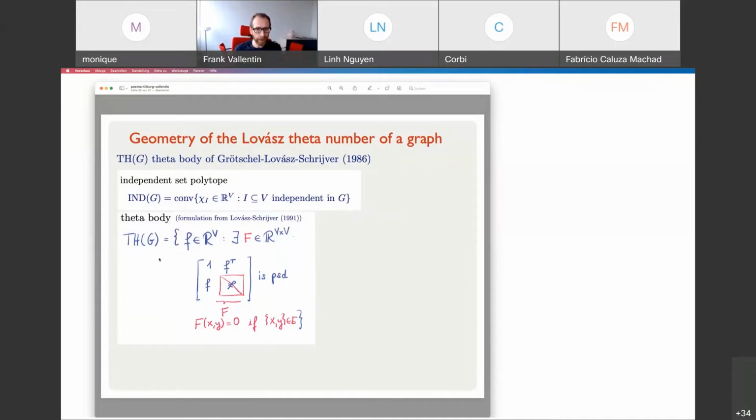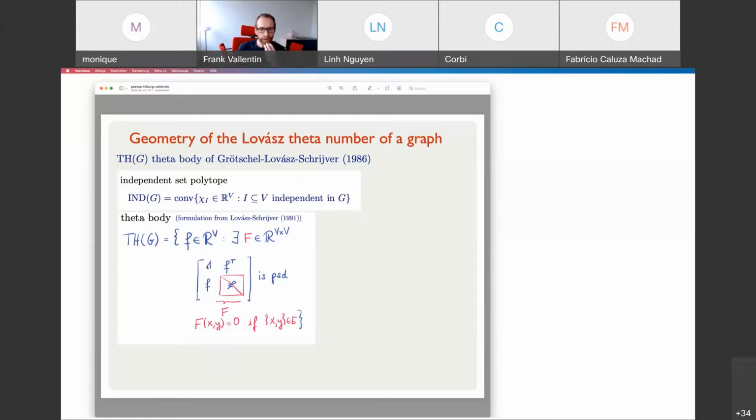And here's the definition of the theta body in the formulation of Lovász and Schrijver from 91, in a paper where they introduced the N+ operator. The theta body of G looks as follows. These are all vectors f, indexed by the vertex set of the graph, so that there is a matrix F, capital F, where rows and columns are indexed again by the vertex set of the graph. And then from this capital F and the small f, you can construct a larger matrix, a bordered matrix in a sense, where the matrix looks as follows.